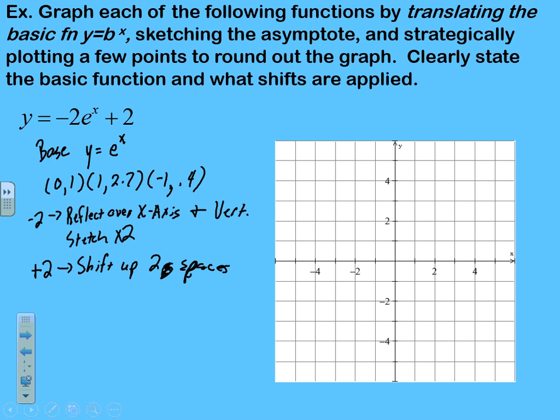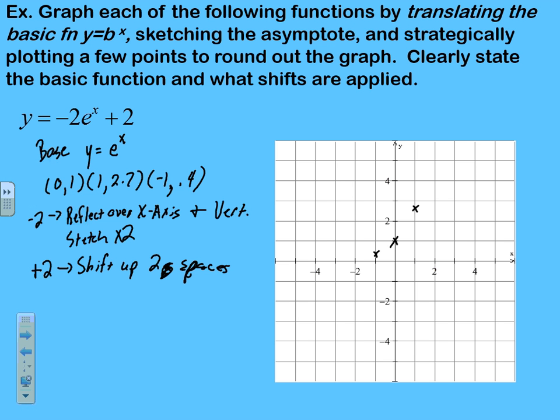All right. So let's apply our transformations here. Before I do that, let me go ahead and plot the basic points. 0, 1, 1 and about 2.7, and negative 1 and about 0.4. And now let's look at the transformed functions.